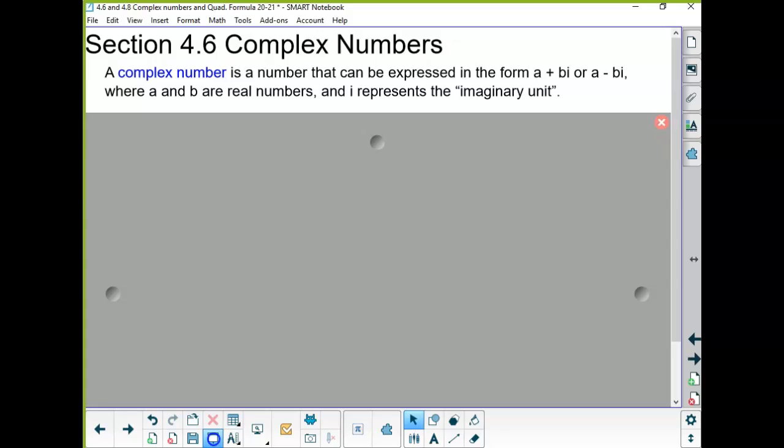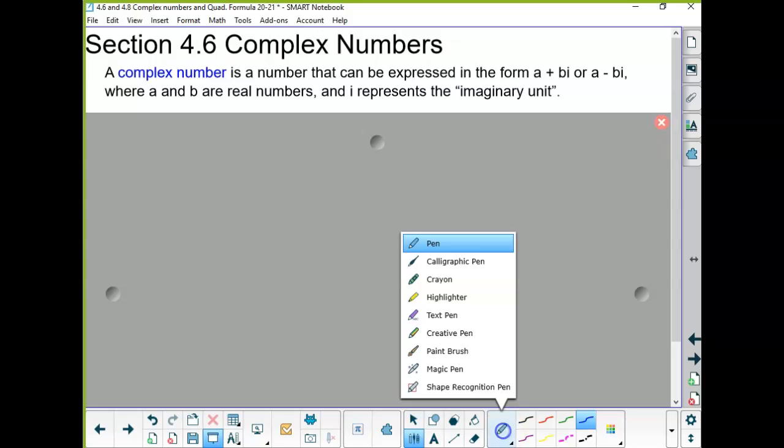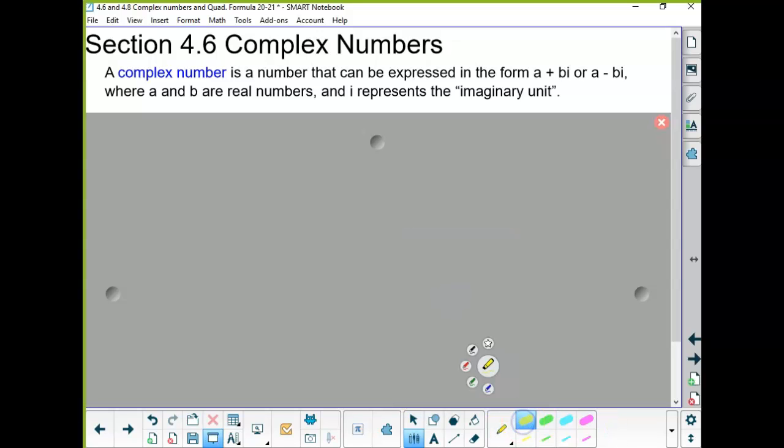I mean, it's a sentence, you might as well write it down. But there are two forms that complex numbers can take. The complex number is made up of a real part plus an imaginary part. And it's written in the form of a plus bi, or it could be a minus bi, where the a and the b are the real numbers, and i represents the imaginary unit.